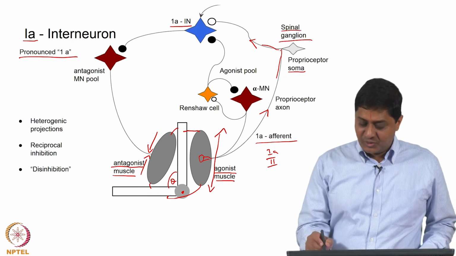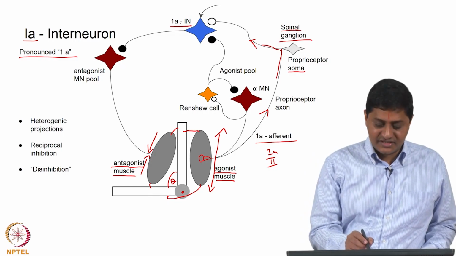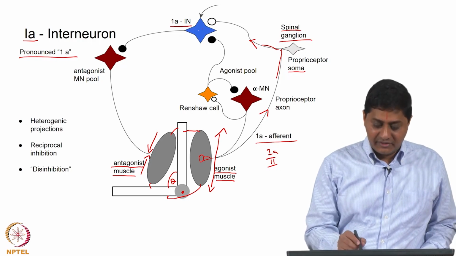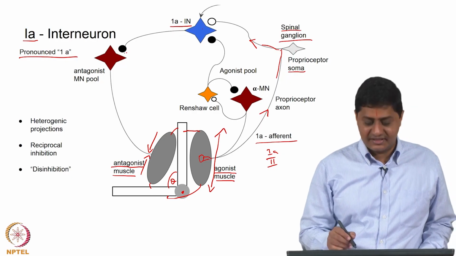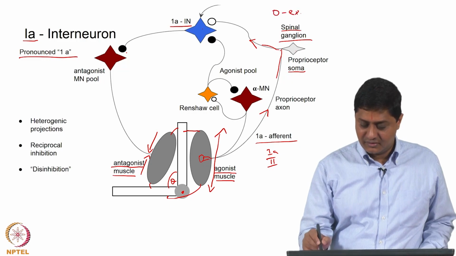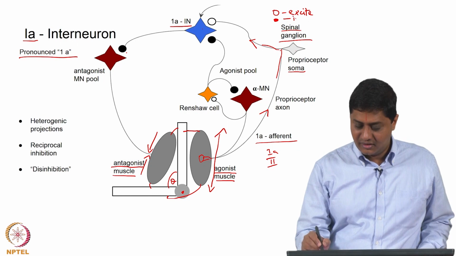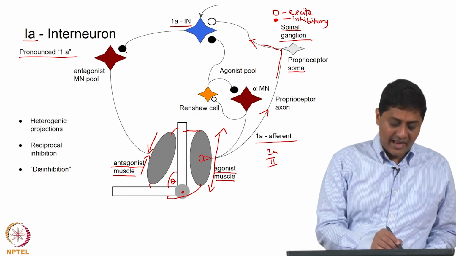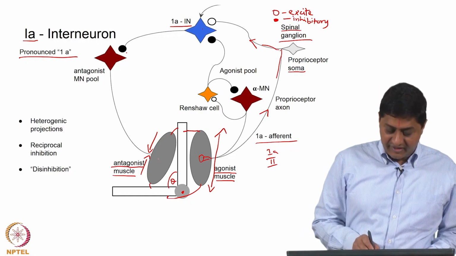Then what happens? This proprioceptor neuron is exciting an inhibitory interneuron which is called the 1A interneuron. So, this 1A interneuron is activated. What it will do is inhibit. Here the open circles are excitatory, and those that are filled are inhibitory. Okay. So, this 1A interneuron inhibits the antagonist motor neuronal pool. This antagonist motor neuronal pool is the one that is activating and causing contraction.